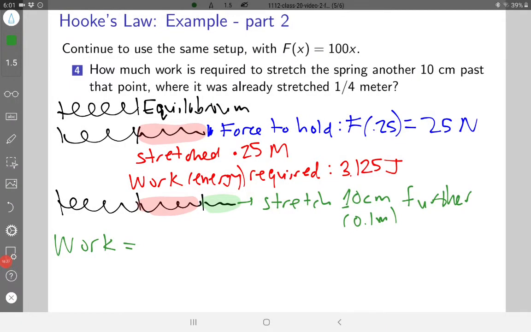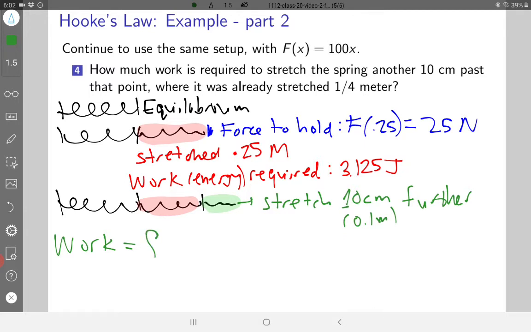What I'm really asking in this question on this slide is how much work, how much energy is going to take to stretch it another 10 centimeters past that. That's what the green area represents here. If I've already stretched it that quarter of a meter, I'm going to stretch it a little bit farther, another 10 centimeters, or another tenth of a meter, 0.1 meters. How much work, energy is it going to take to do that?